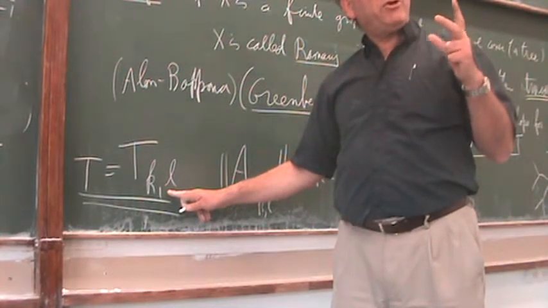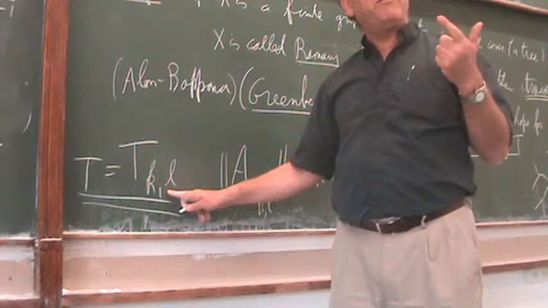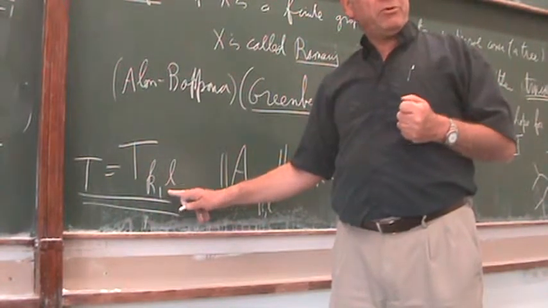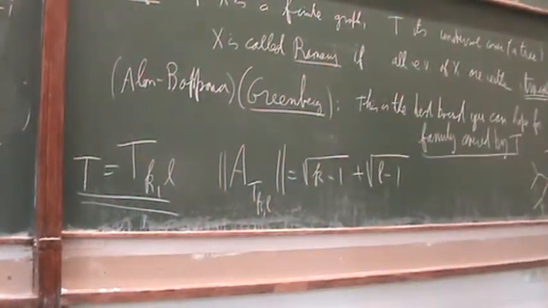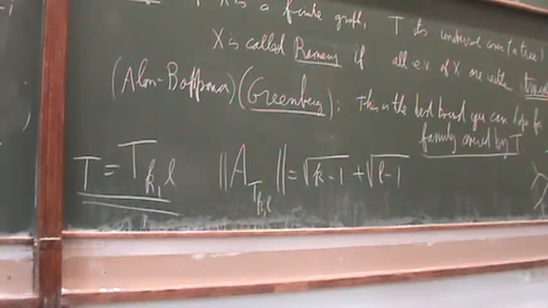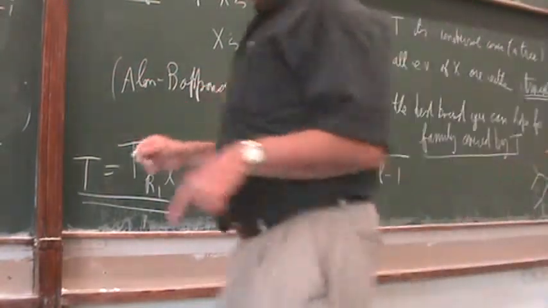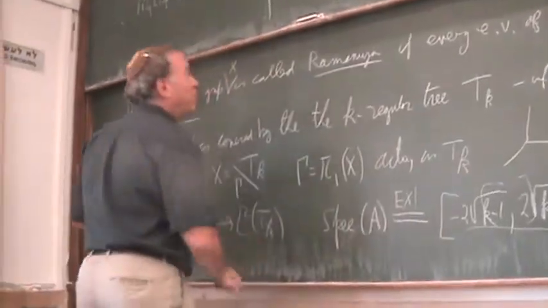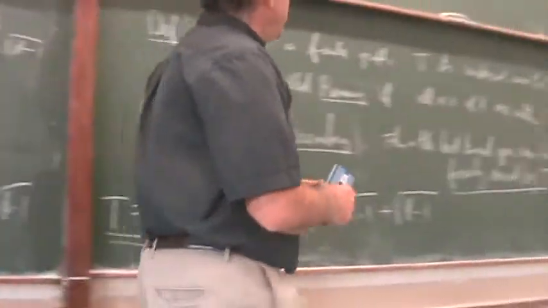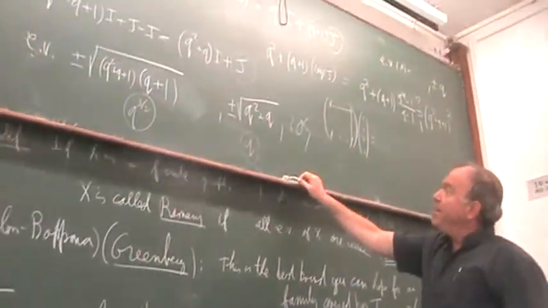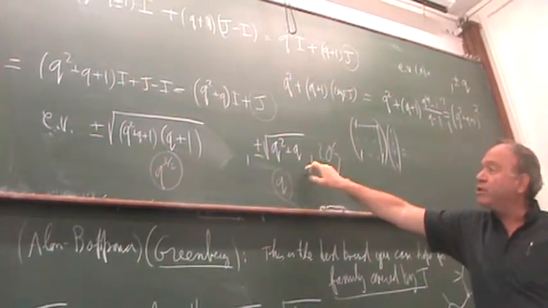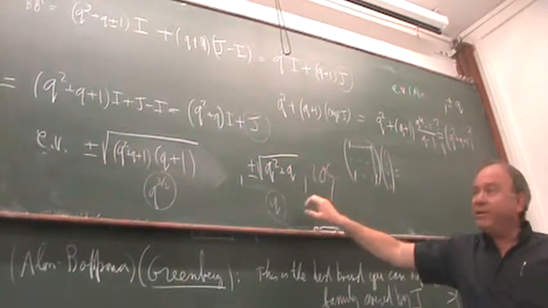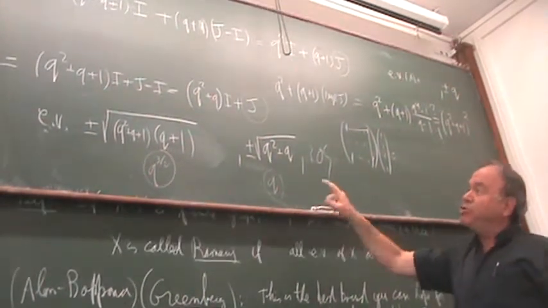You can give two different definitions of what it means for a biregular graph to be Ramanujan. You can claim that all the eigenvalues are bounded by this number, or that they are really in the spectrum. I'm not sure if this is different. Anyway, all this was a long remark in order to explain what we discover now. Let's go to the example we computed, and I claim that this is Ramanujan.